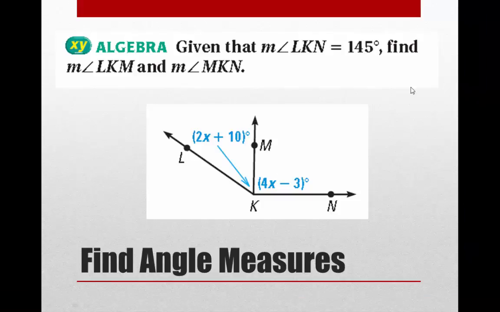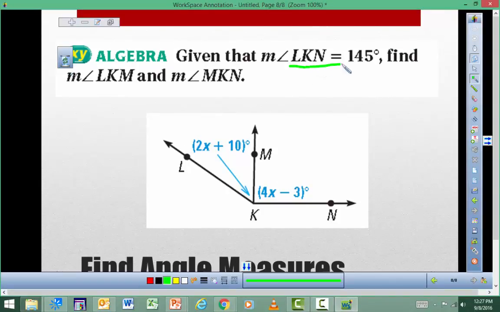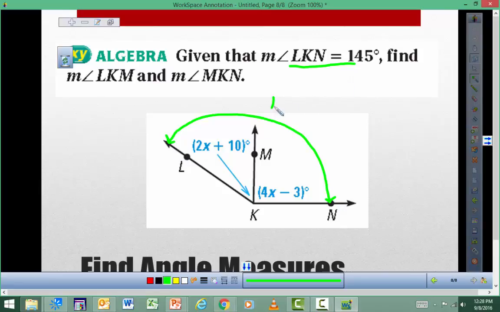Okay, so let's look at this information. This says the measure of this angle LKN. LKN is this big angle here, from here to here. We know that that's 145 degrees. And according to our postulate that we just read, this one plus this one has to be equal to the big one. And so that's what you do.